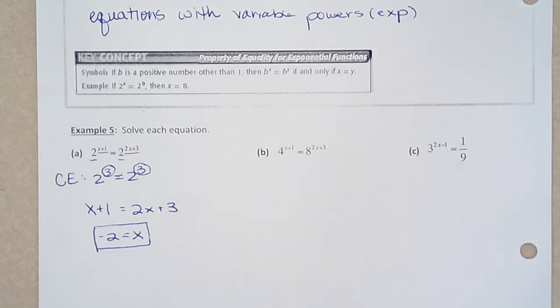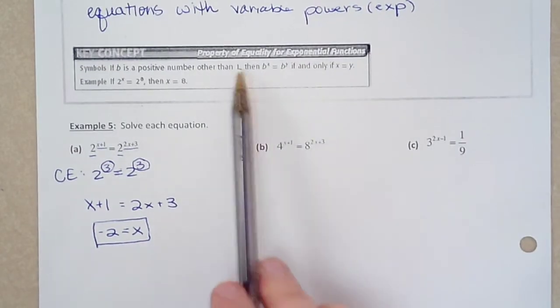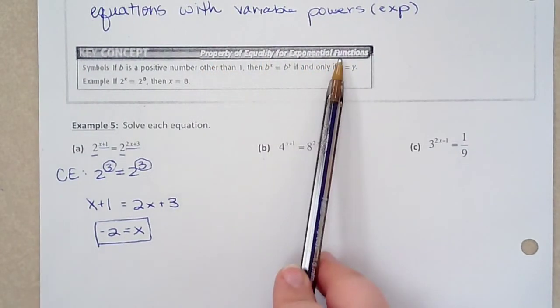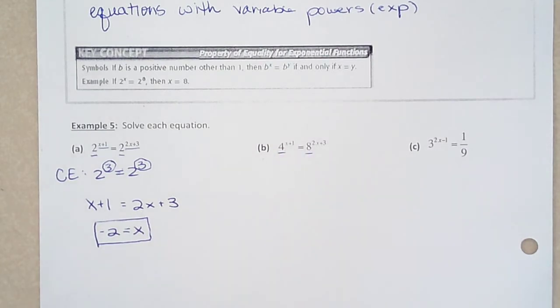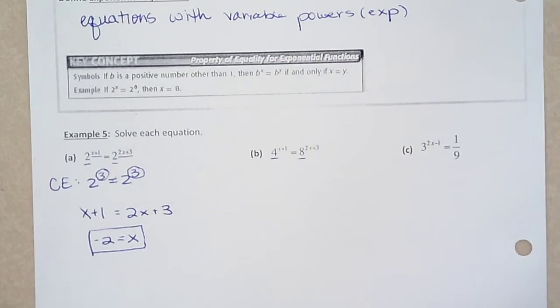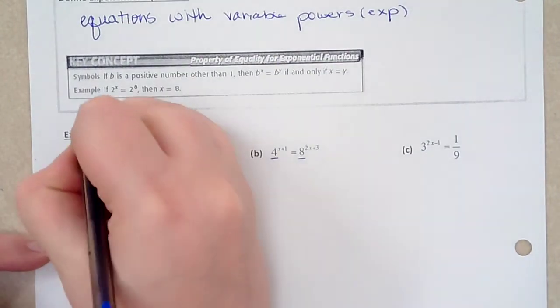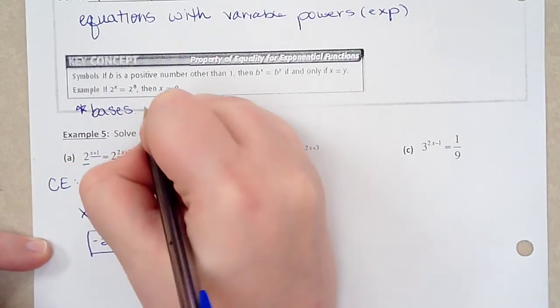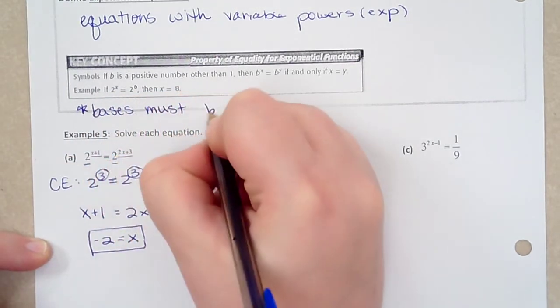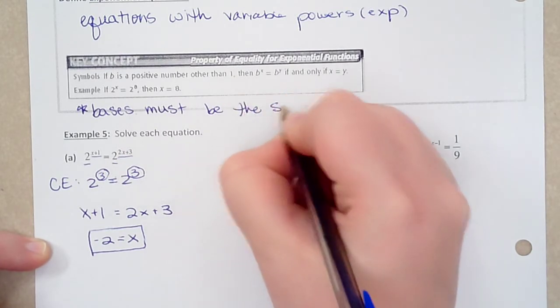This next one's a little bit tricky. We would like to use the property of equality for exponential functions, but we can't quite do it. And why can't we do it quite yet? Because our bases are not the same. Bases must be the same for this to work. In fact, I'm going to go up here and I'm just going to write a quick reminder. Bases must be the same.